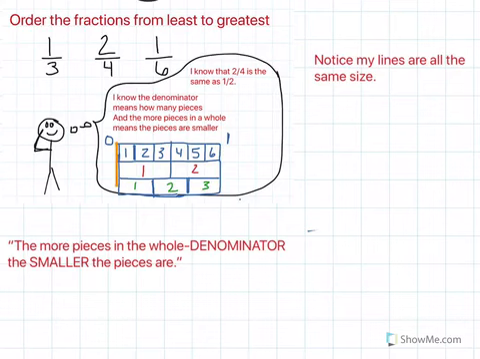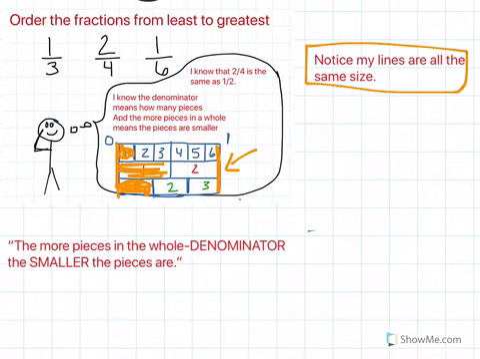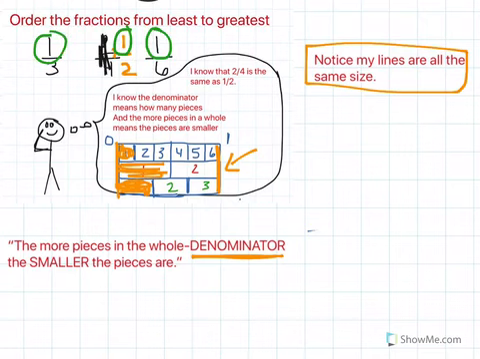So I want you to make sure you notice the size of my lines here are all the same when I'm drawing a model. Now it's easy for me to show that 1 out of 6, 1 out of 2, and 1 out of 3. Now one thing I notice, I've got all my lines the same size. But one thing I want you to really understand is here, when I change 2/4 to 1/2, that means now all of my numerators are the same. I have a 1 in each numerator spot.